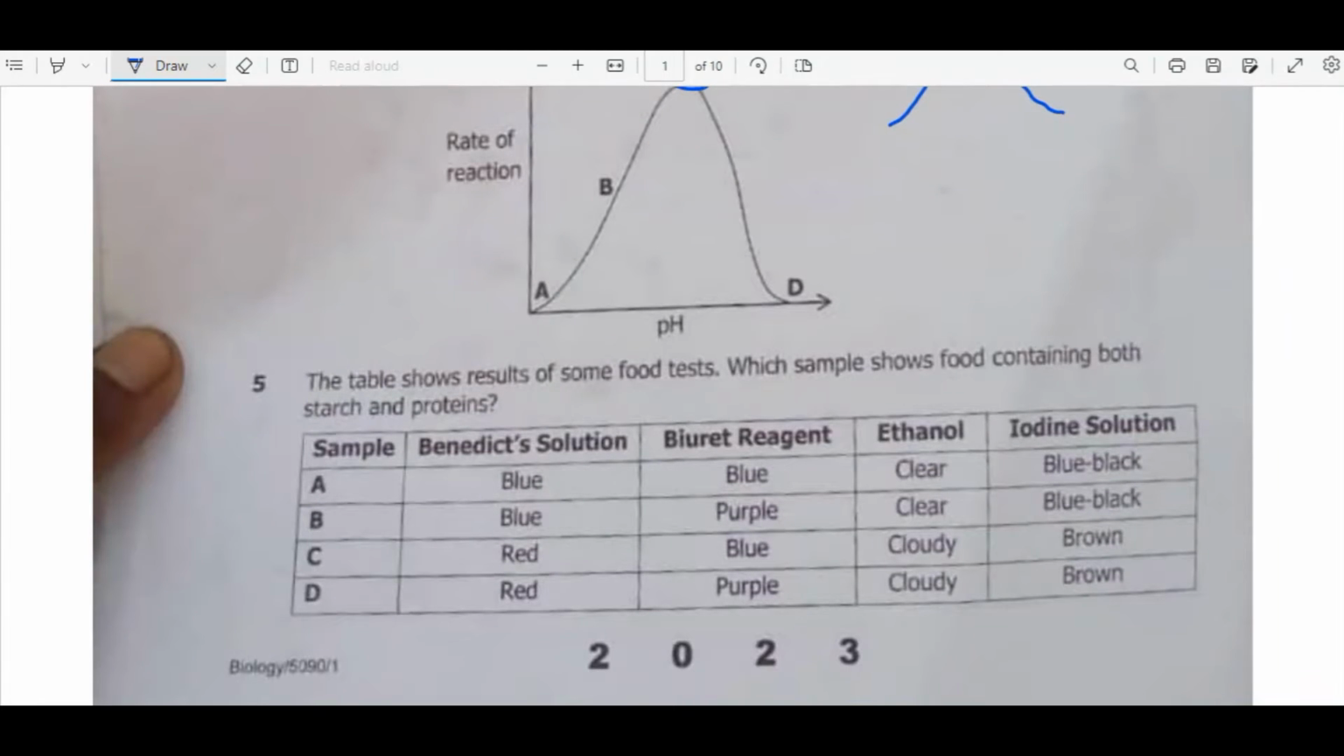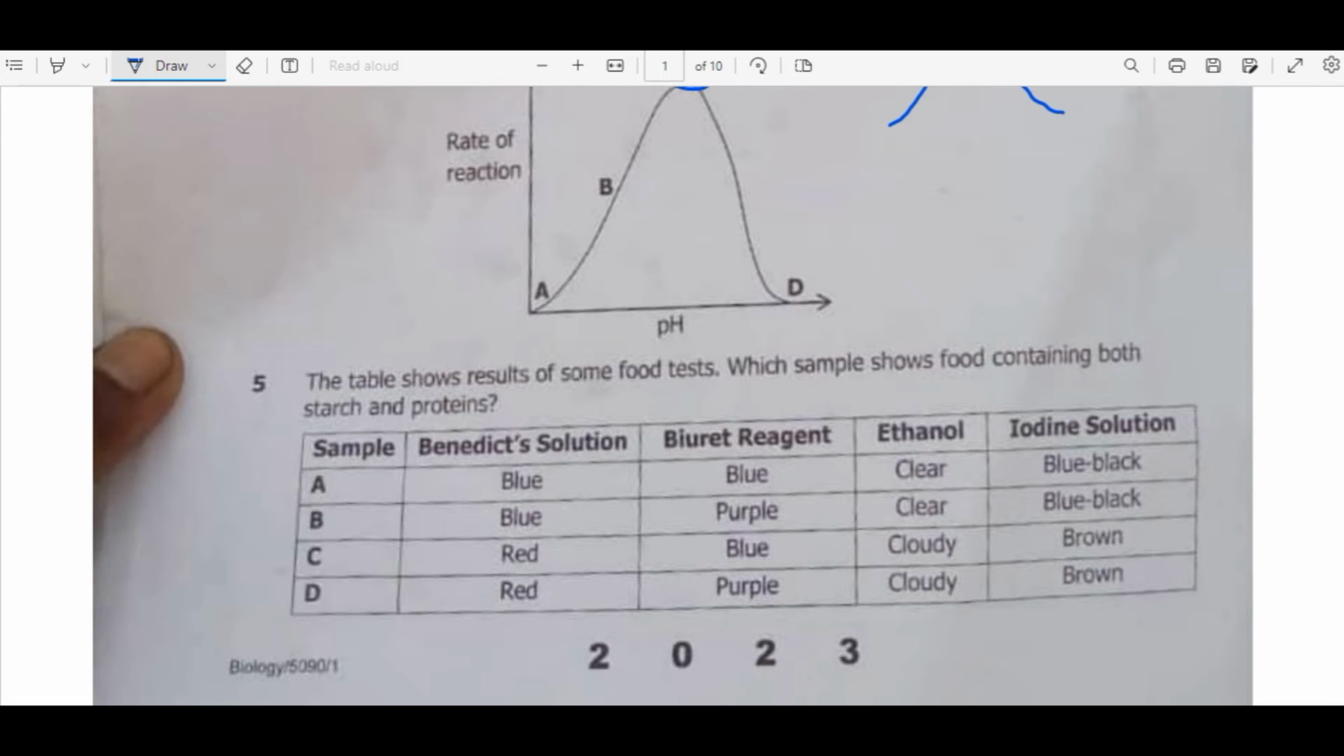The table shows results of some food tests. Which sample shows food containing both starch and proteins? So we have A, B, C, and D, and then Benedict solution, biuret reagent, ethanol, and iodine solution. Let us identify what we know.